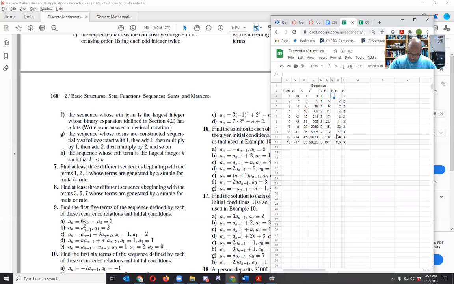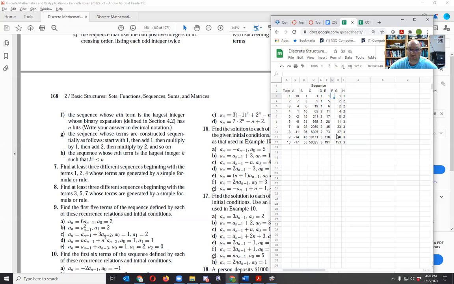Okay, so this is our problem. And now binary expansion in 4.2. Oh, that's not as bad. The sequence whose nth term is the largest integer whose binary expansion has n bits. Okay, now that my brain has slowed down a little bit and I've read that, we're just talking about how to expand numbers, how to convert numbers.